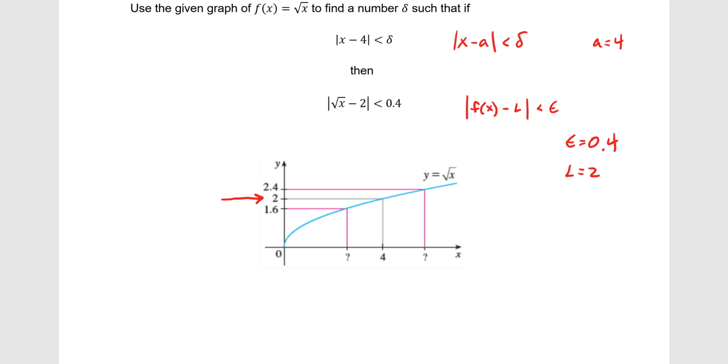The limit is 2, so there is your limit of 2. Epsilon is 0.4, so this is your limit plus epsilon. 2 plus 0.4 is 2.4. And this number is your limit minus epsilon. 2 minus 0.4 is 1.6. Okay, so then we create the horizontal lines, we go over to the function, and find their corresponding x values. You can see their corresponding x values are question marks, so this is going to be part of what we are actually finding here. And then we can also see that this a value is 4.